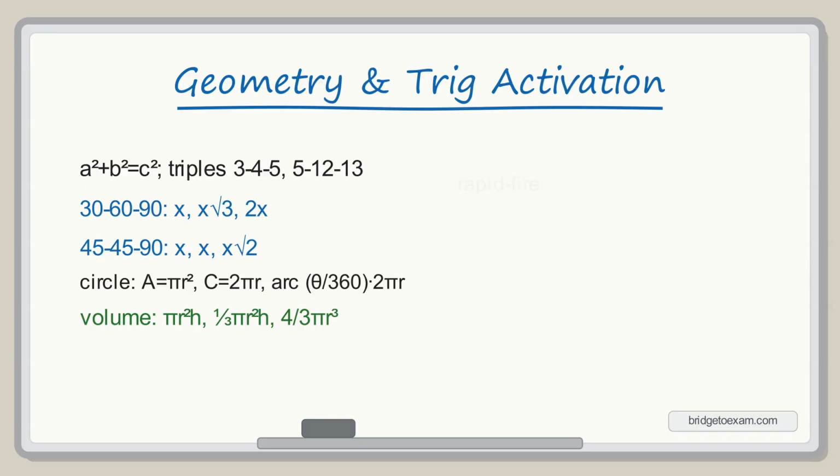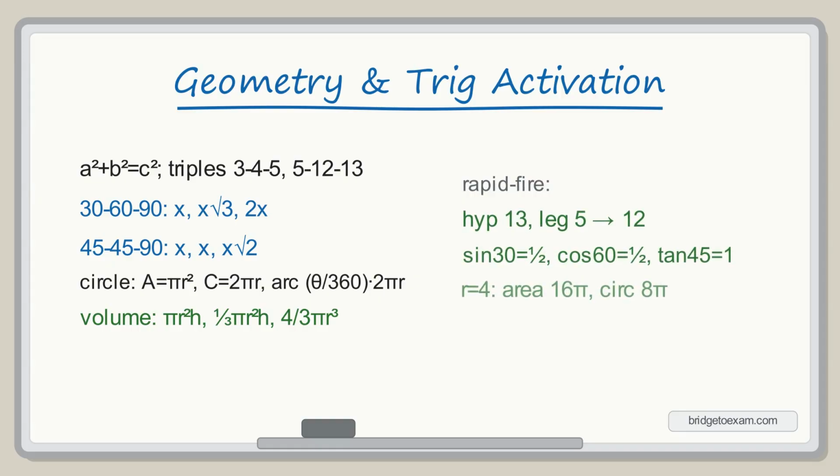Quick examples. Hypotenuse 13 with a leg of 5 gives 12. Sine 30 is 1/2. Cosine 60 is 1/2. Tangent 45 is 1. And a circle of radius 4 has area 16π and circumference 8π.